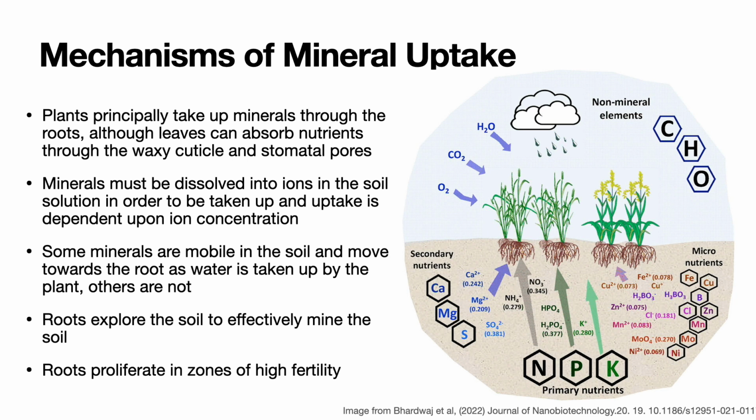Others are very immobile and can't move, and the roots have to grow into the region in order to explore the soil and effectively mine that soil to get those minerals. So roots are seeking out minerals. And roots will proliferate, in fact, in zones where there's high fertility. They'll produce more roots in that area in order to absorb those nutrients.